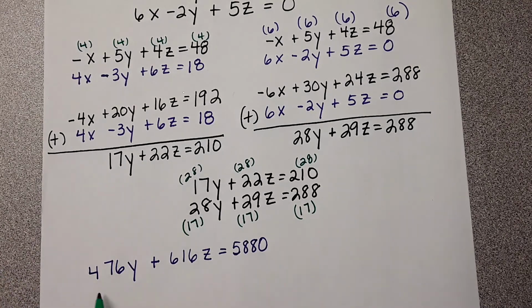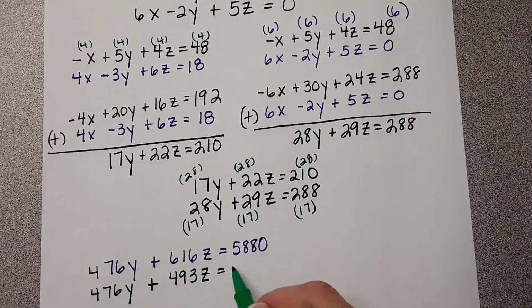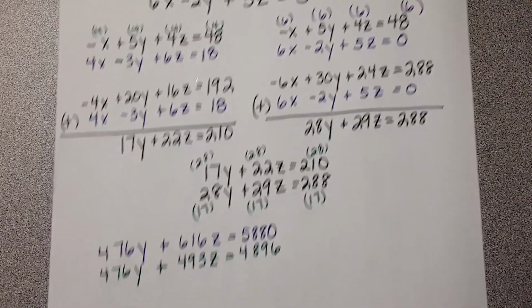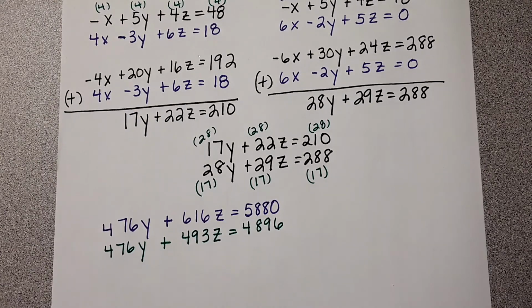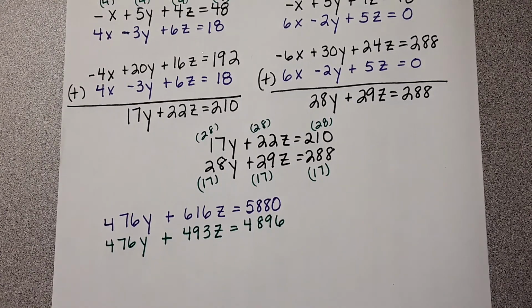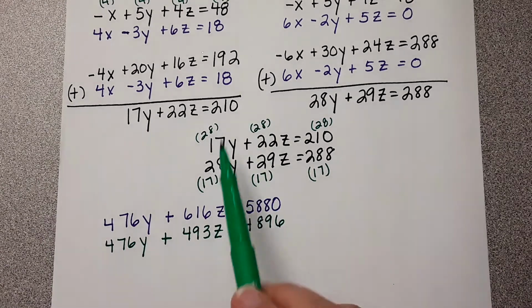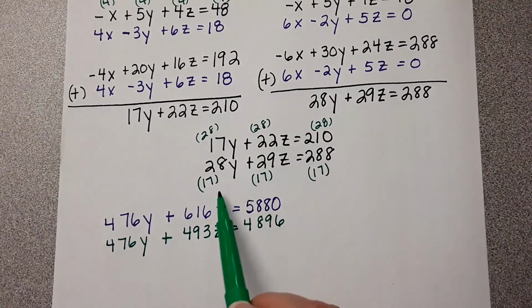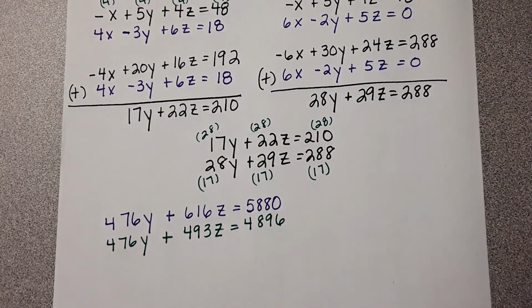17 times 28 is 476y plus 17 times 29 is 493z, and 17 times 288 is 4,896. So I basically just multiplied every number on the top by 28, and I multiplied every number on the bottom by 17.